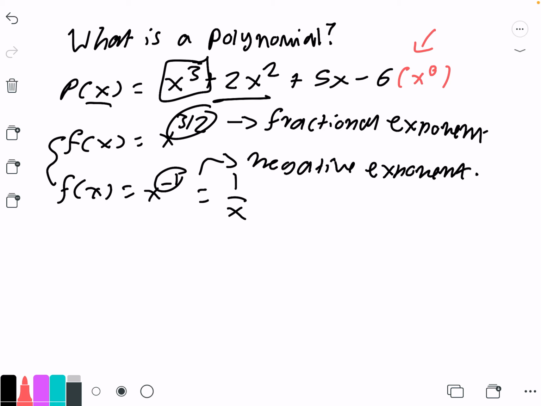And if you recall, any number, regardless of its value, to the 0 power is just 1. So here, we're really writing negative 6 times 1, or x to the 0. So there's still a power of x there. It's just 0. And that's why we can have what we call constant terms in our polynomial. You should probably already know this definition, but if it was a little hazy or you didn't know it before, well, now you know.